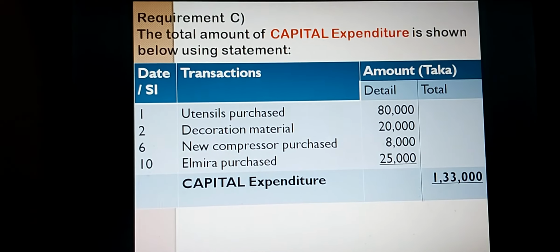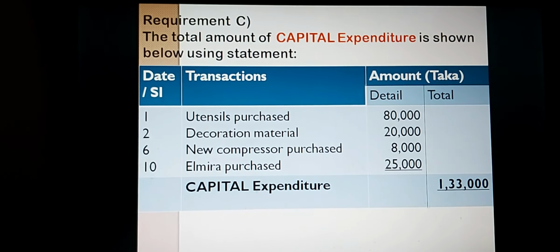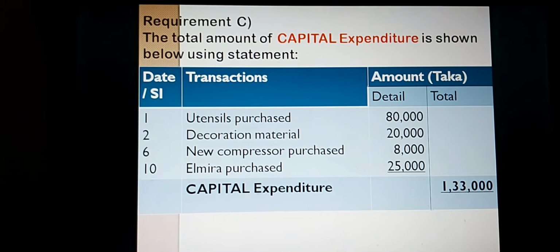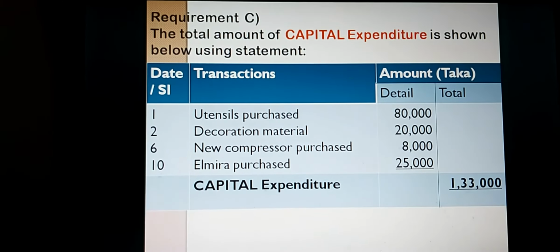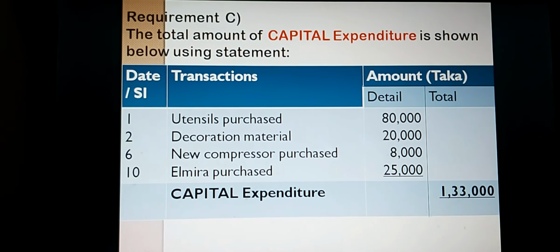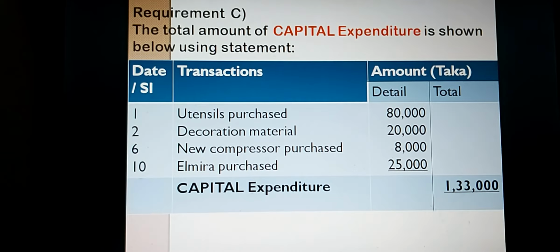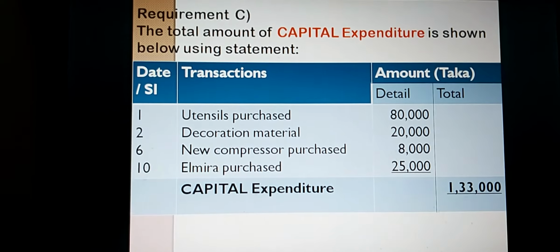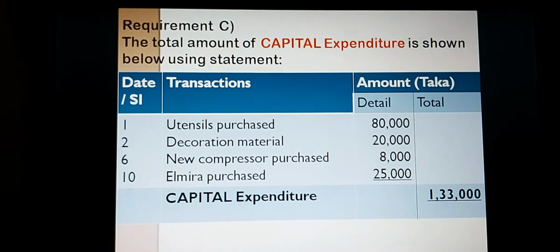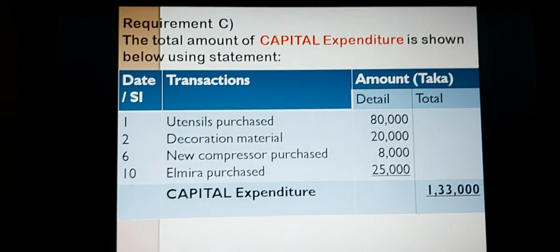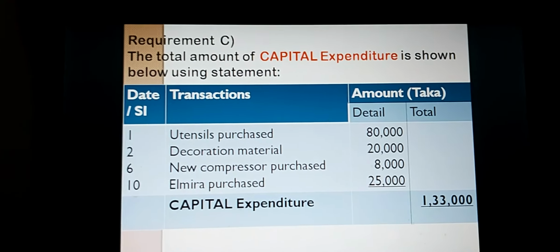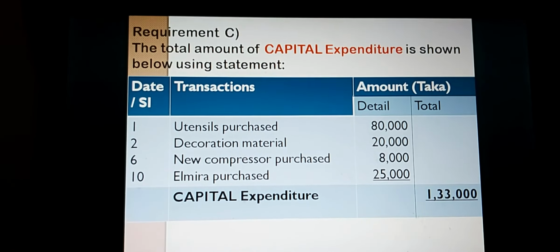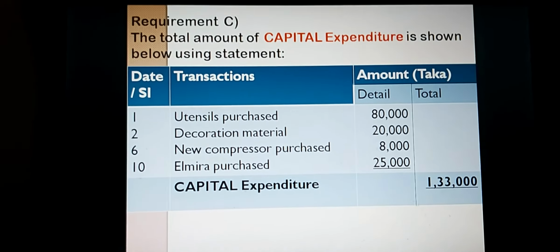Now we can go to the next question, question number 4. This question is only for you, for homework. You have to solve it in your home and solve the question correctly, from the rules of regulation of capital and revenue transactions, in the right way.